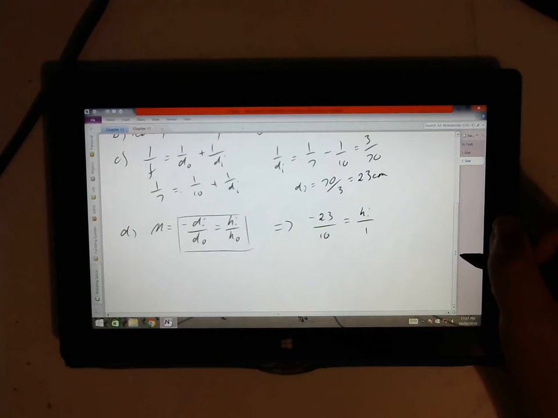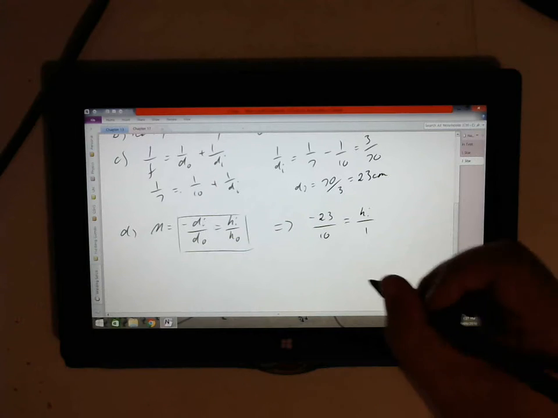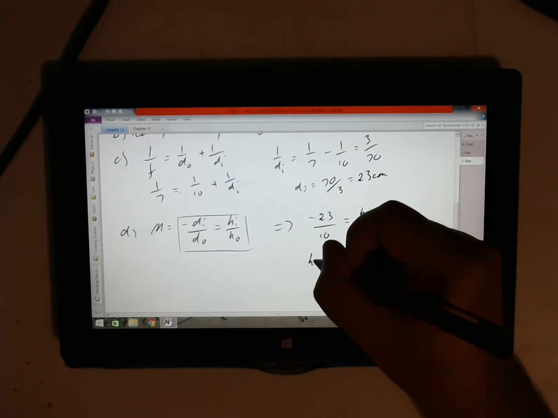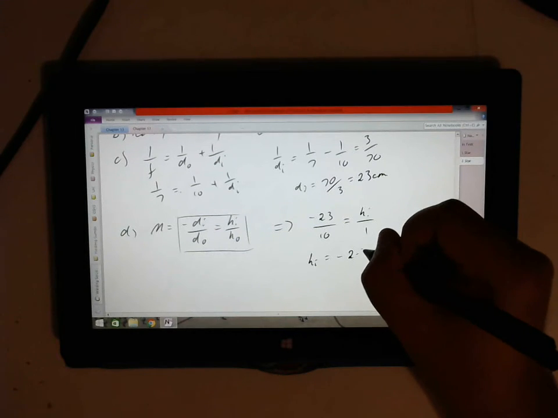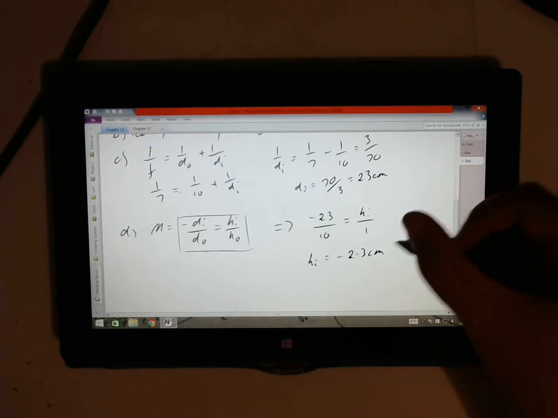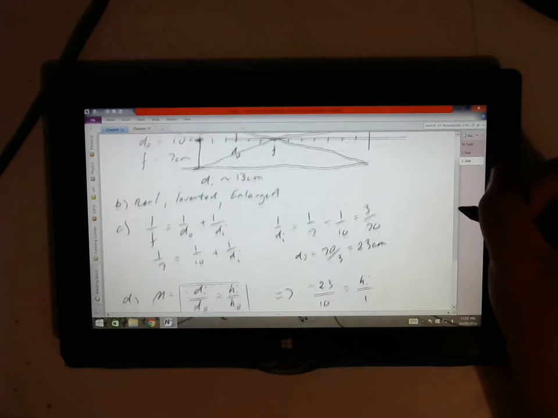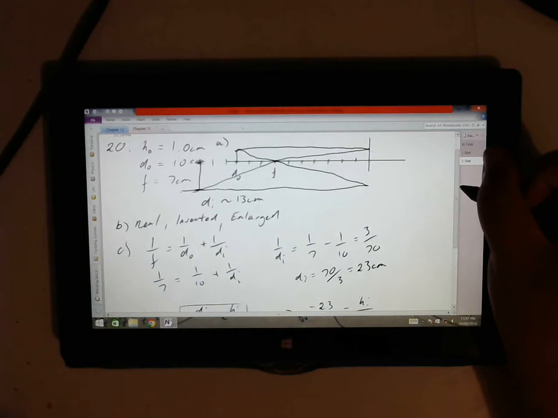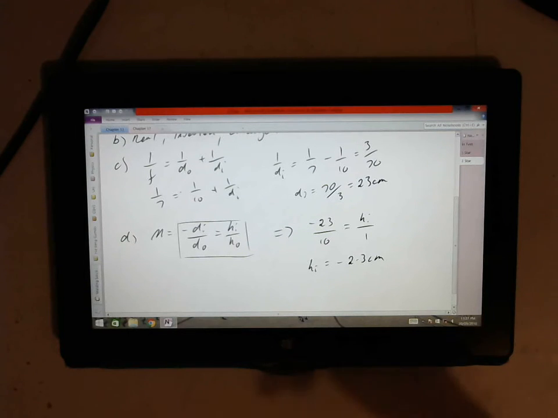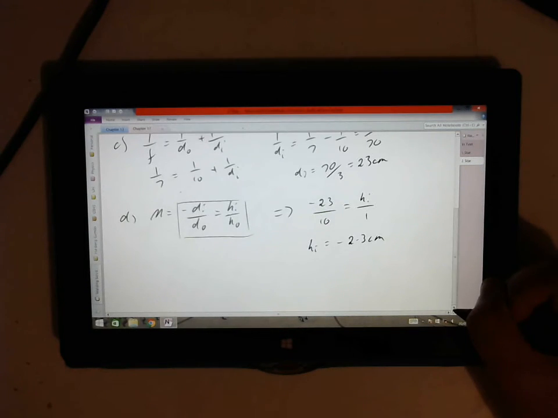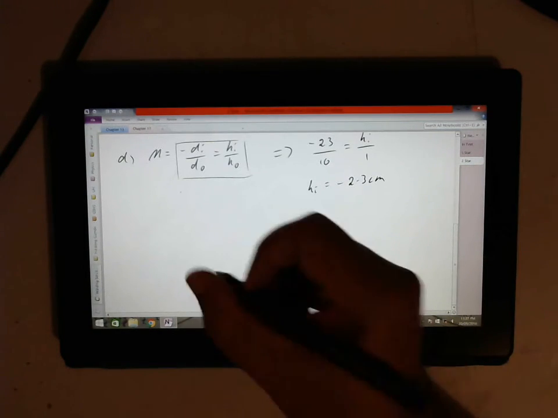That was 1 centimetre, wasn't it? Yes. So then height of the image, well, 1 doesn't matter, so it's just going to equal negative 2.3 centimetres, and negative would mean it's upside down, which we can see. 2.3 is bigger, which we can see, and so we know that, okay, well, at least that part of my drawing was okay. Alright, let's move on.